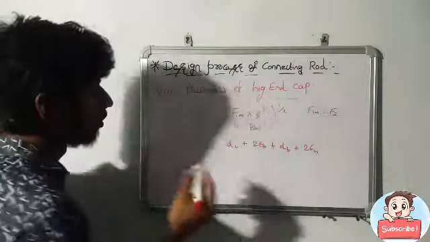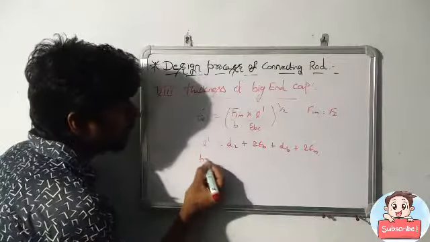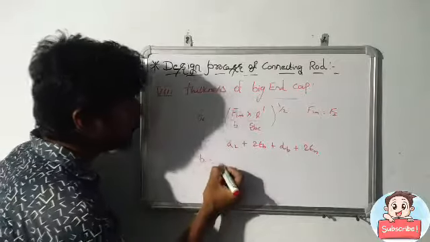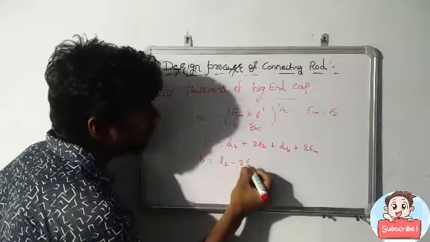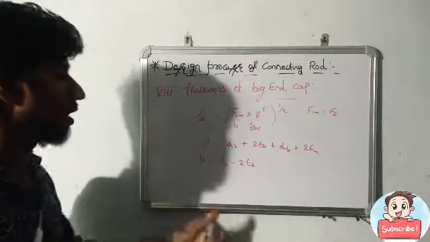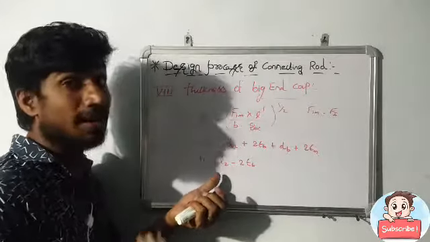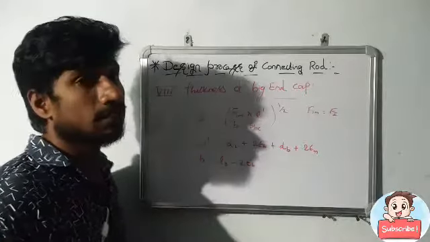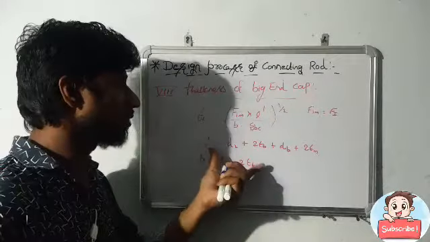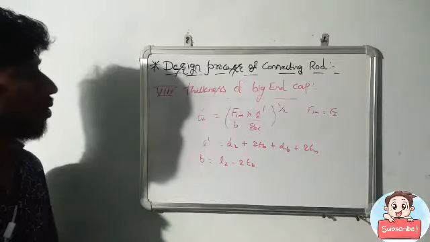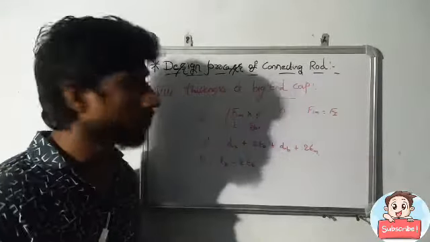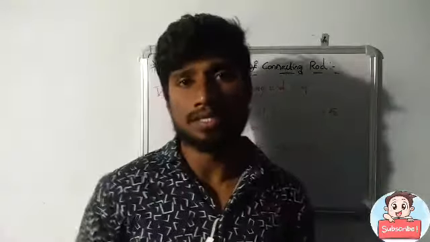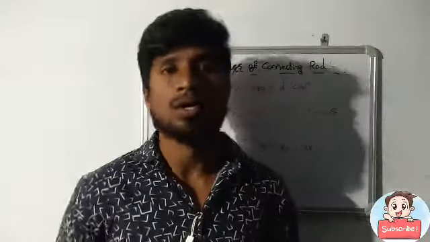And after that, what is B here? B is the width of the big end cap, that is equal to L2 minus 2TB. Here L2 is the length of the crank pin, we already know that, and TB is the thickness of bush. By substituting these values, it is easy to find out the thickness of the big end cap. So these are the steps involved in the design of connecting rod.